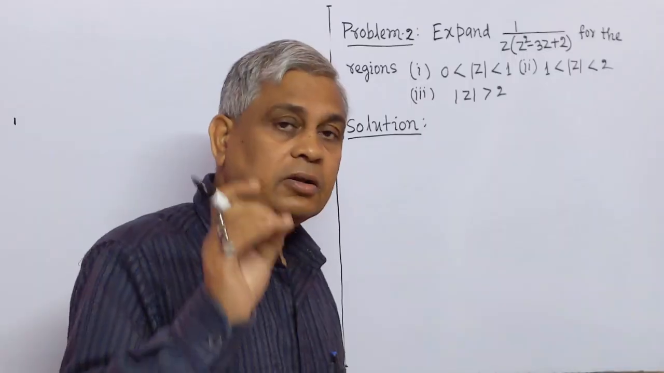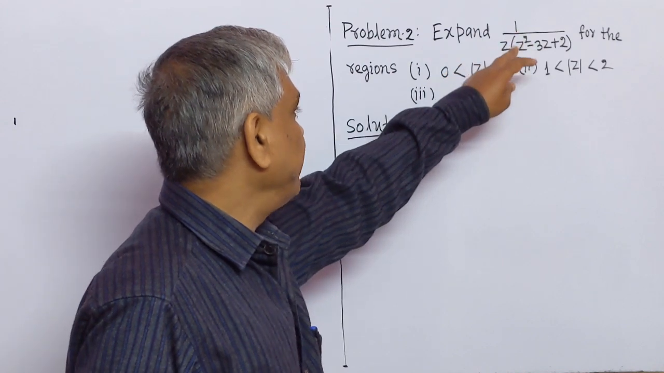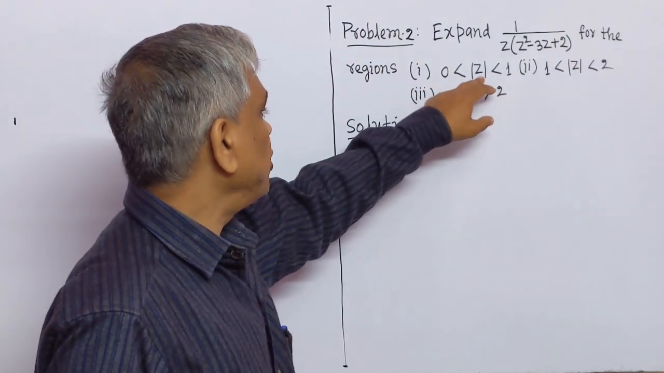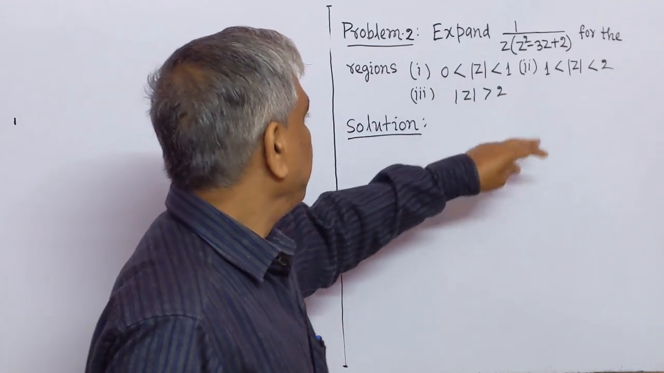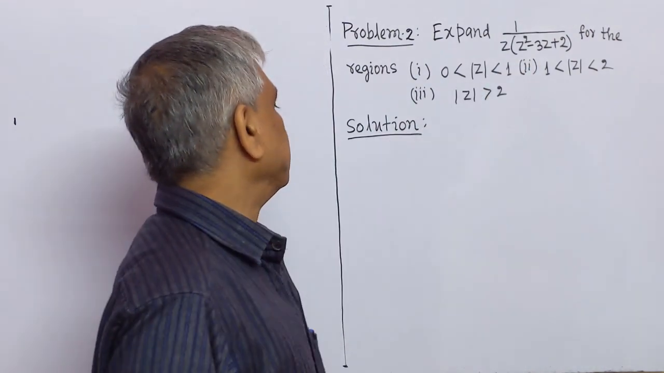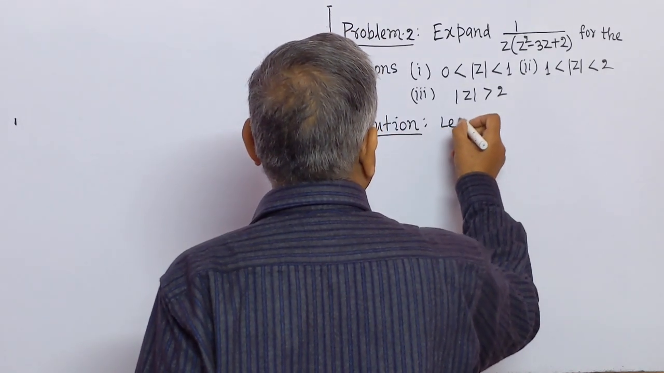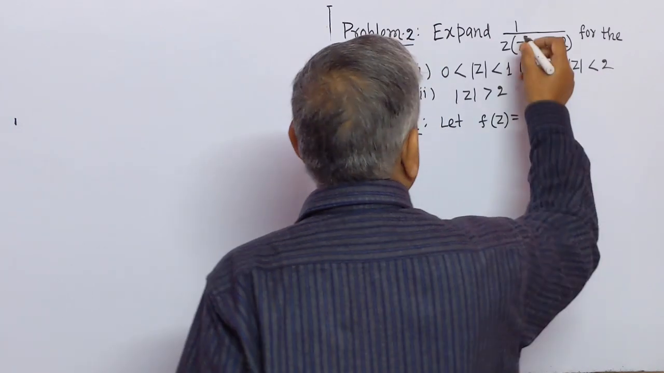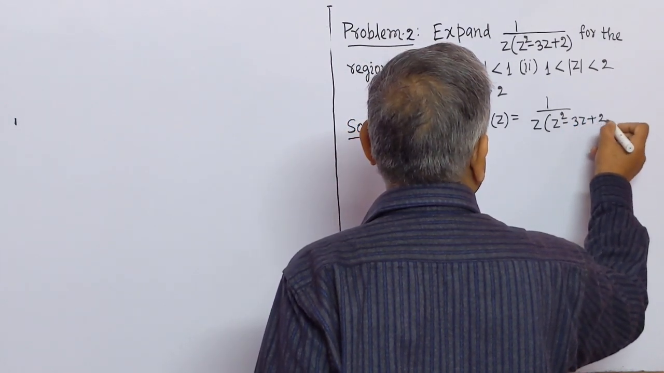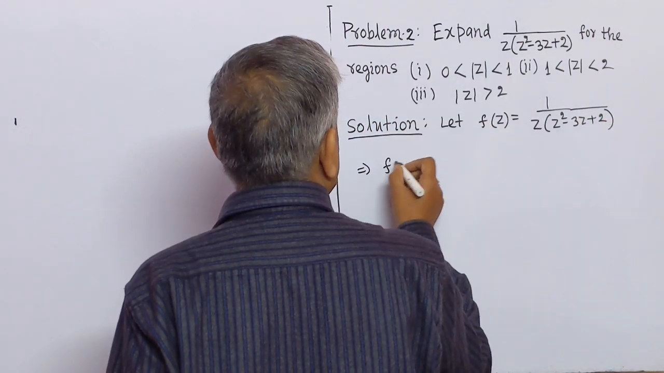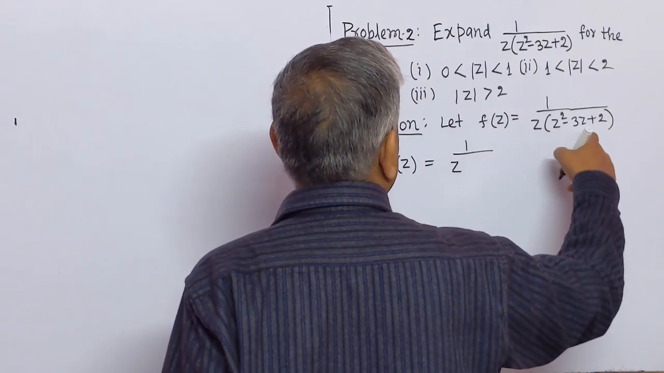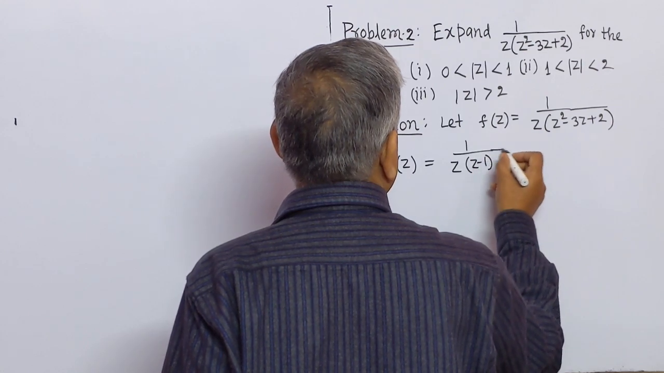Now we solve problem 2. Expand 1 by z under bracket z square minus 3z plus 2 for the regions: number 1, modulus of z greater than 0 less than 1; number 2, modulus of z greater than 1 less than 2; number 3, modulus of z greater than 2. Now we solve this. Let function of z equal to 1 by z under bracket z square minus 3z plus 2, which implies function of z equal to 1 by z. If we make factor, we will get z minus 1, z minus 2.